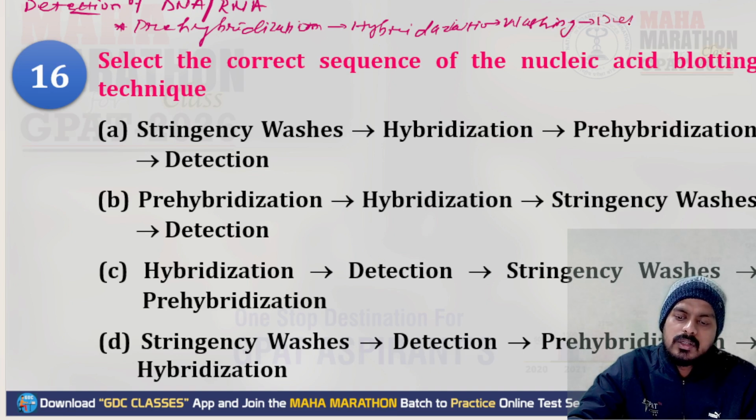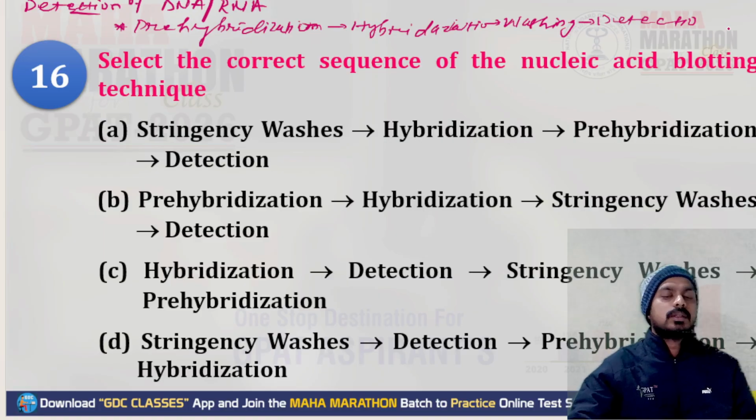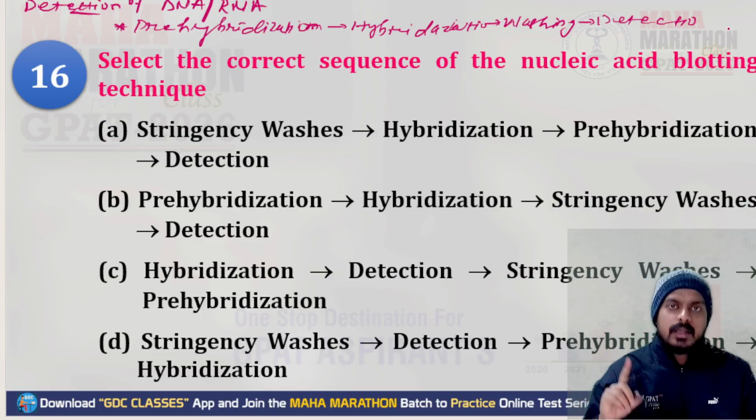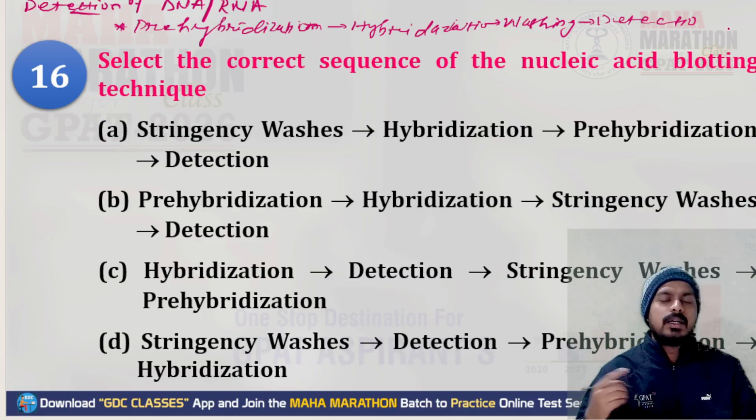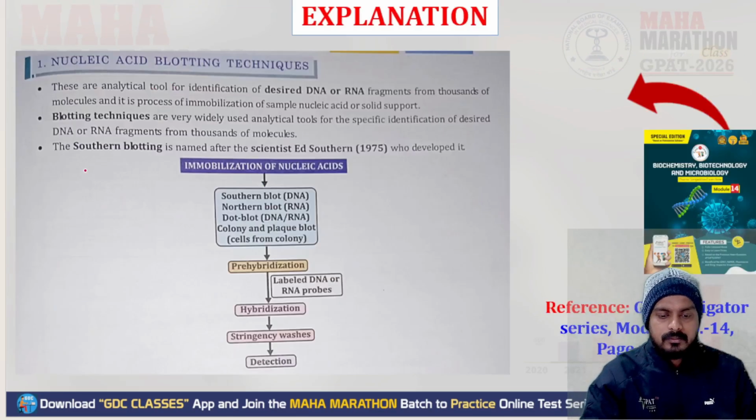So how will you do detection? You do detection by adding the complementary probes, and then you will detect that species. The first thing is pre-hybridization, then hybridization, then washing, then detection. So option B is correct here.